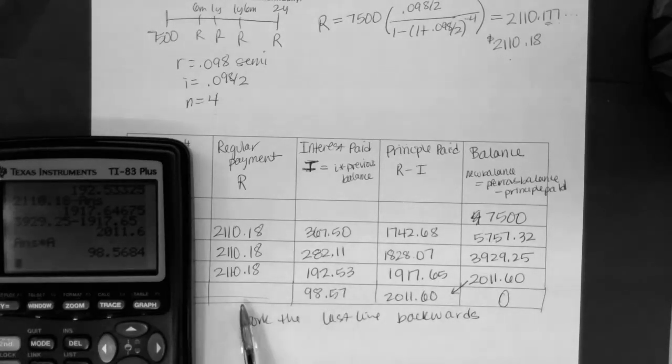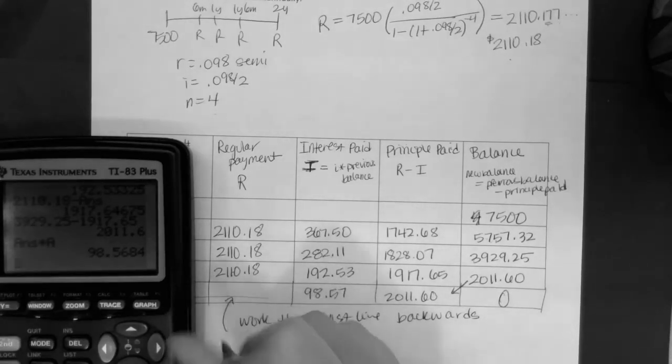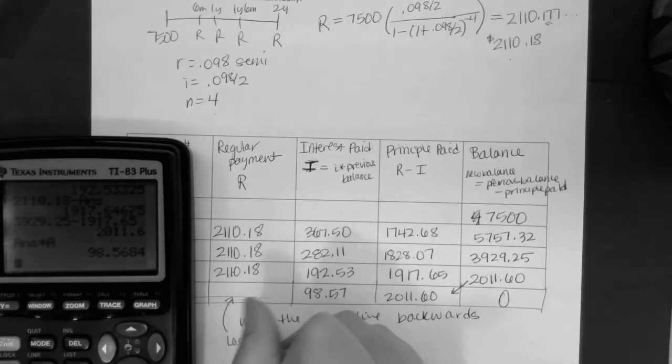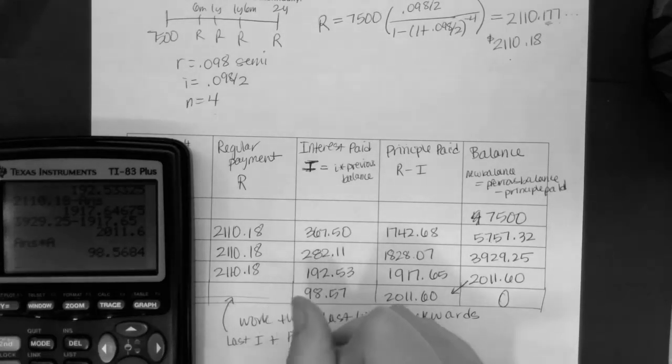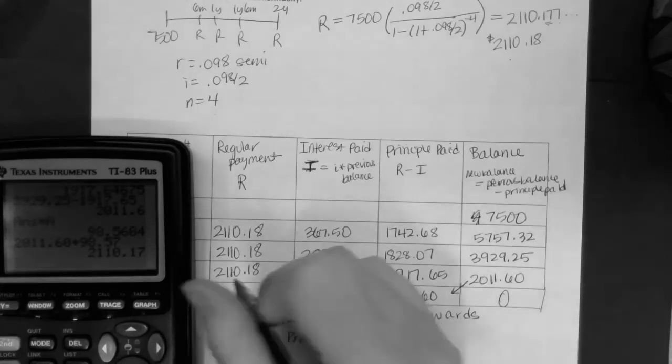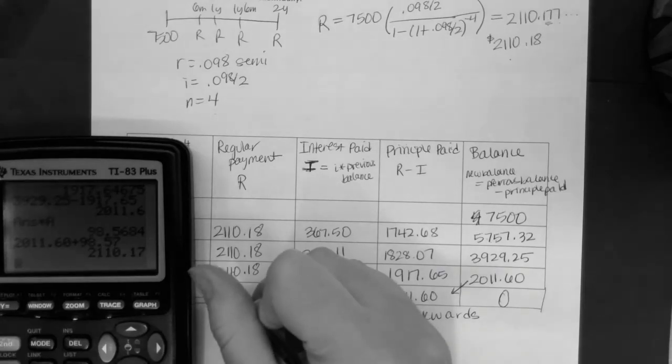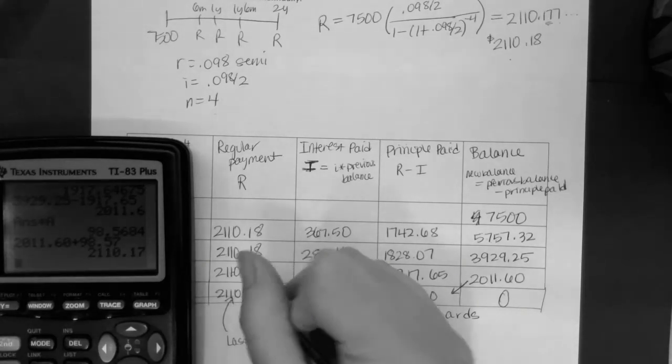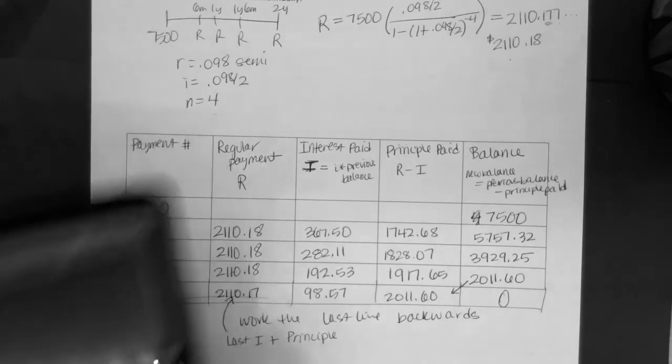$98.57. But then this time to get our regular payment, because that last payment's always going to be just a little bit different, we're going to add these two together to get this one. Okay, so for this one, we take the last I plus the principal. Okay, and add them together. So we get 2,011.60 plus 98.57, so 2,110.17. So again, it's a little different, but it's the same process.